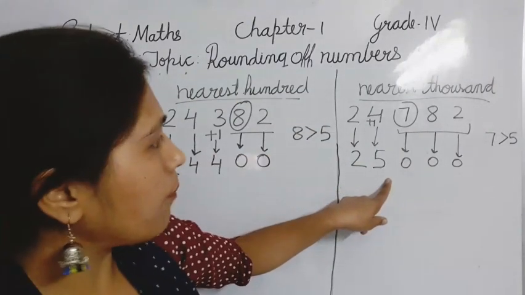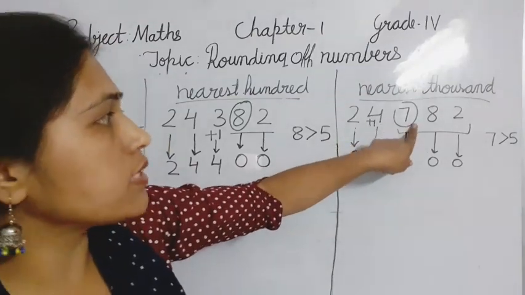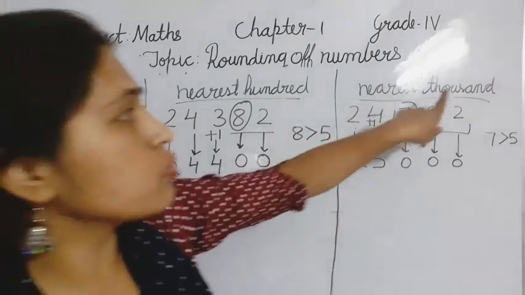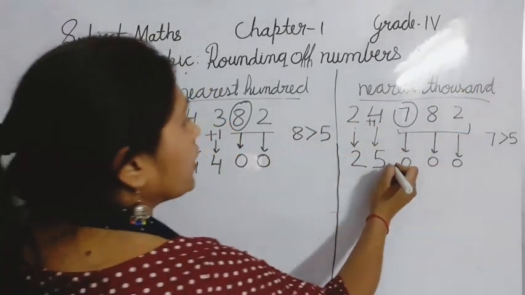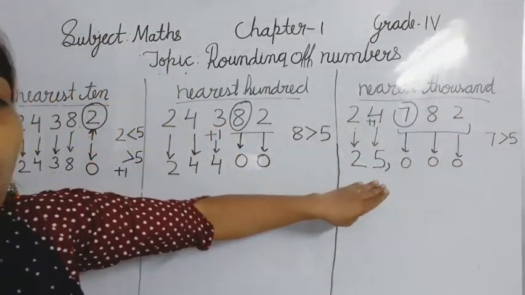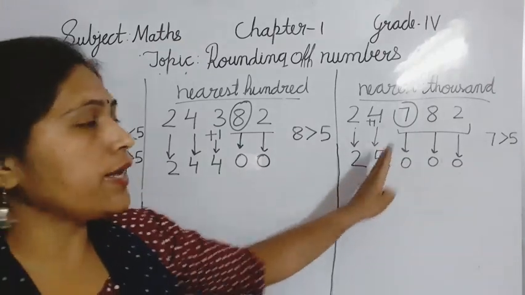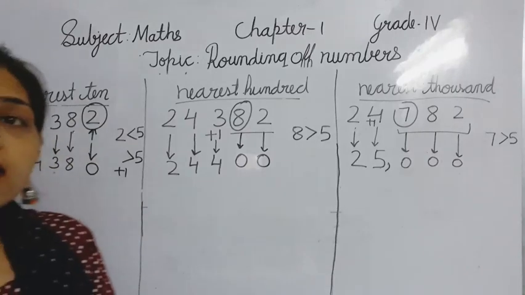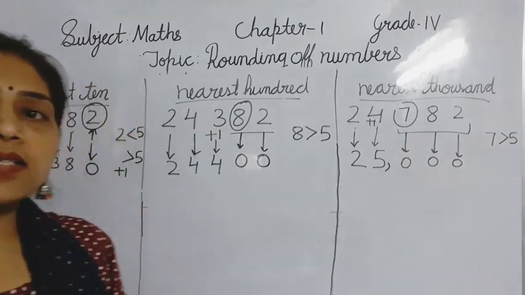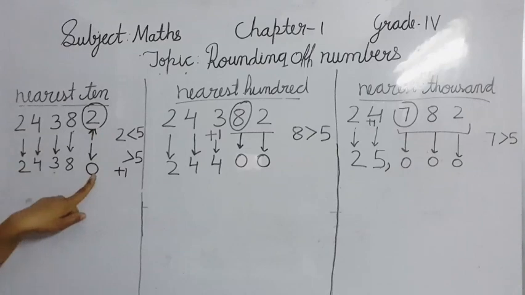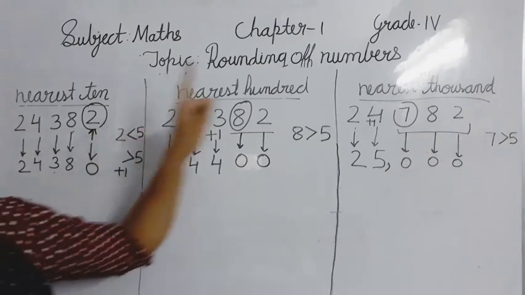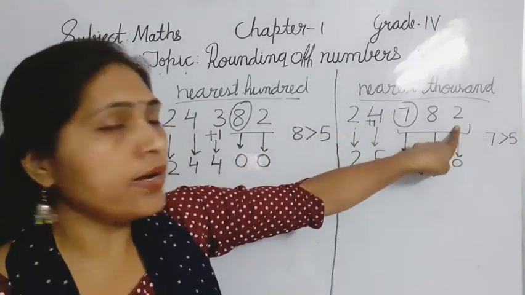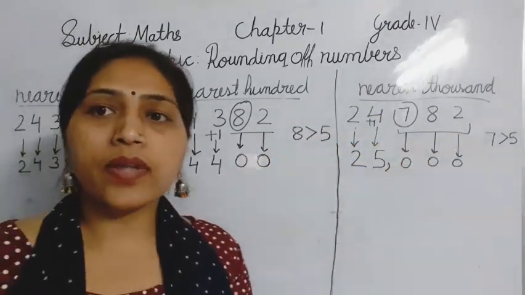And in this example we have 24,782, but when we round off this number nearest to the 1000, we get 25,000, which means we are getting more. So what are we doing? Rounding up. Clear? Rounding down and rounding up. If we get a smaller number compared to the actual number, it is rounding down. If we get a bigger number compared to the actual number, it is called rounding up.